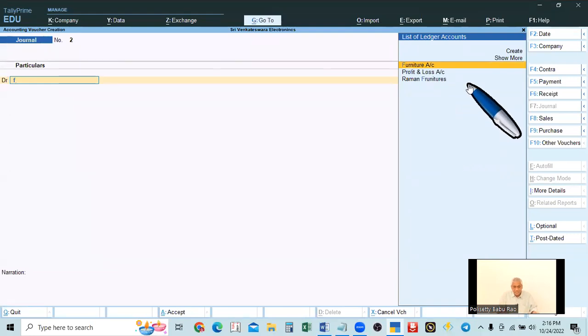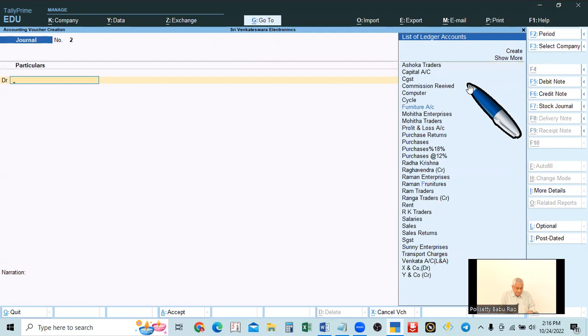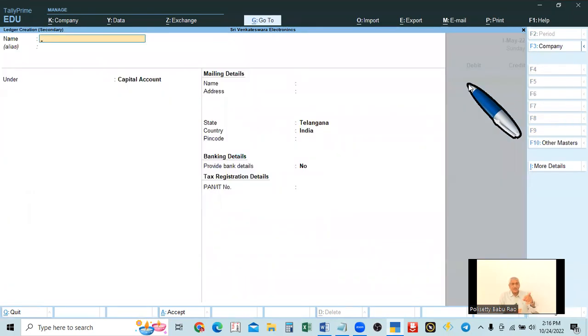So if it is not there, what we have to do? We have to create it with Alt F. You have to write furniture account under fixed assets. Furniture is an asset, so furniture account goes under fixed assets. If it is goods, it goes to purchase account under purchase account. See here, furniture account under fixed assets we will create.